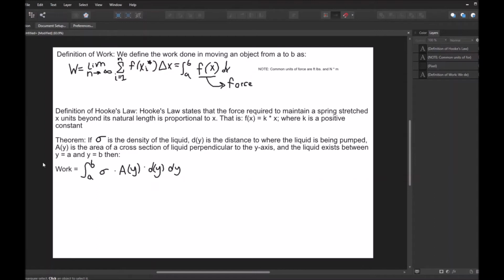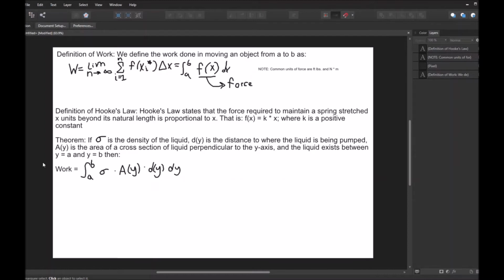So we also want to look at Hooke's law, because Hooke's law is going to be important for this. Hooke's law states that the force required to maintain a spring stretched x units beyond its natural length is proportional to x. That is, f of x equals k times x, where k is a positive constant.